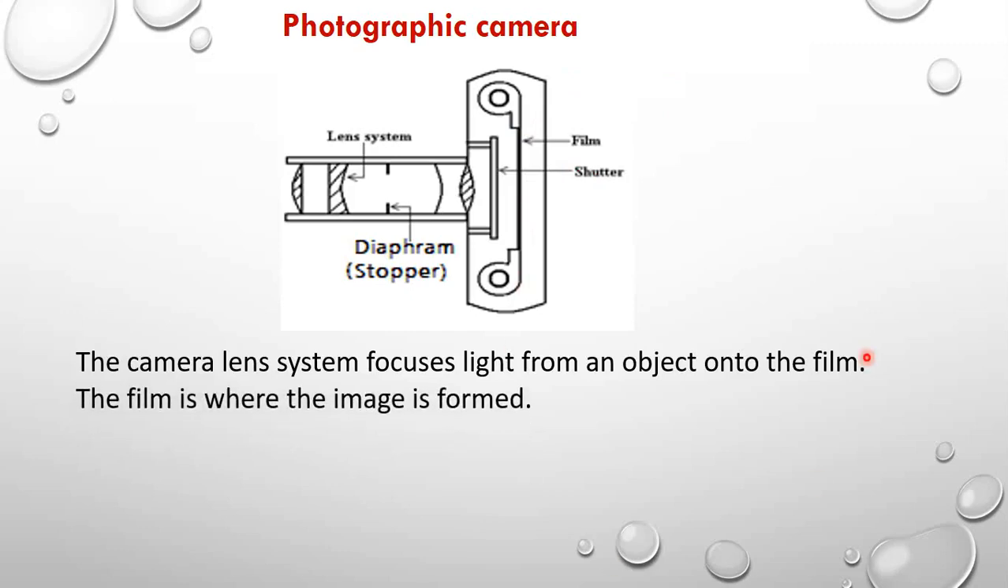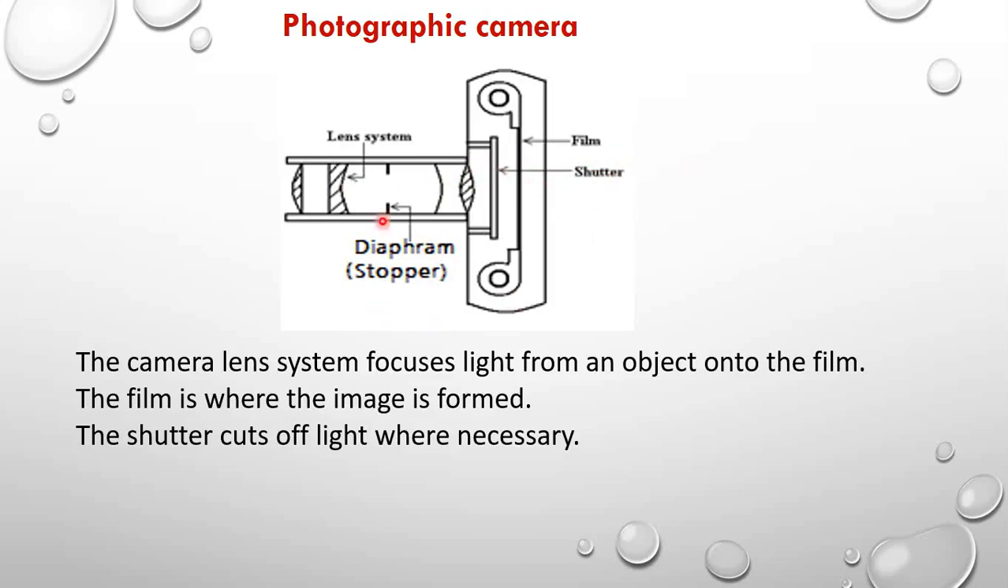And the shutter cuts off light where necessary. That means that for the image to be very clear, there must be a limited amount of light entering at a specific time and then being cut off. So this shutter is used to cut off that light when we need to cut it off.